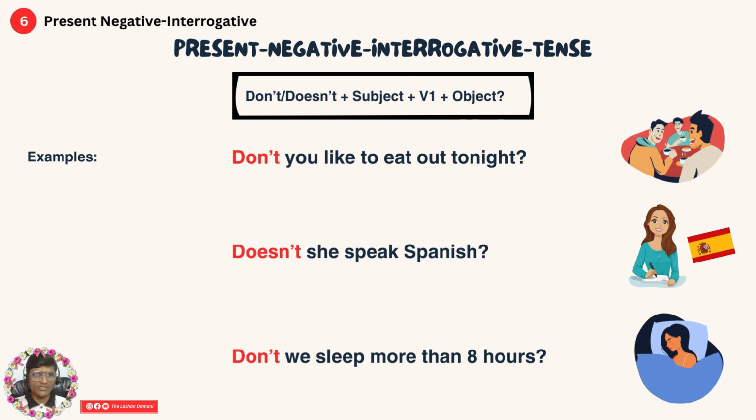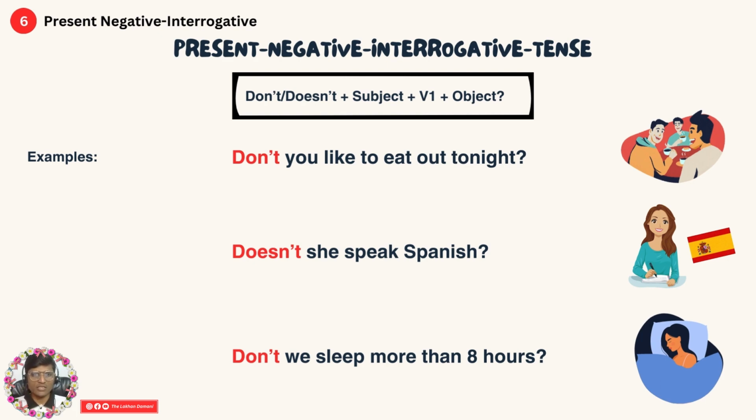So number 6 is present negative interrogative. Present negative interrogative is a little bit negative. You're asking someone in a negative way, right? Don't you like to come tonight? Or don't you like to eat tonight? It's a negatively asked question.